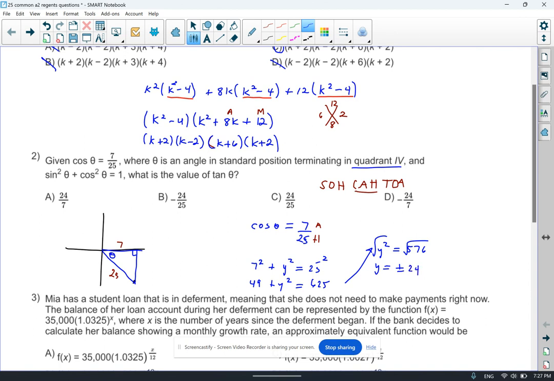So which is it? Is it positive 24 or negative 24? Well, since our vertical, we think of y's, is in quadrant 4, our y's are negative, so this would be negative 24. We're almost done with the problem now because now they want us to find tan of theta. So tan of theta is opposite over adjacent, and here's my opposite side and here's my adjacent side. So it's negative 24 over 7, and then I carefully look to see which choice, and that looks like choice D.